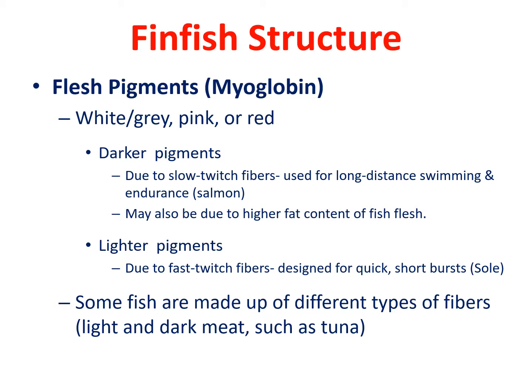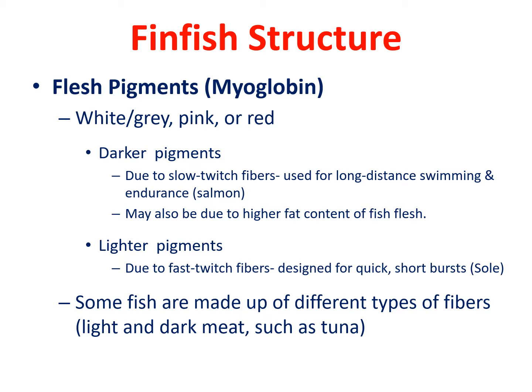We tend to see darker flesh in fish that have what we call slow twitch fibers. So the muscles, they're not rapidly firing commands to move, they're coming much more slowly. And we see these in long distance swimming fish. So these are fish that go a really long ways, but they don't go particularly fast. They just are continually swimming, sort of like a marathon runner. Darker pigments with these fish also sometimes happen because the fish flesh has more fat in it. So the higher the fat, the darker the pigment is going to appear.